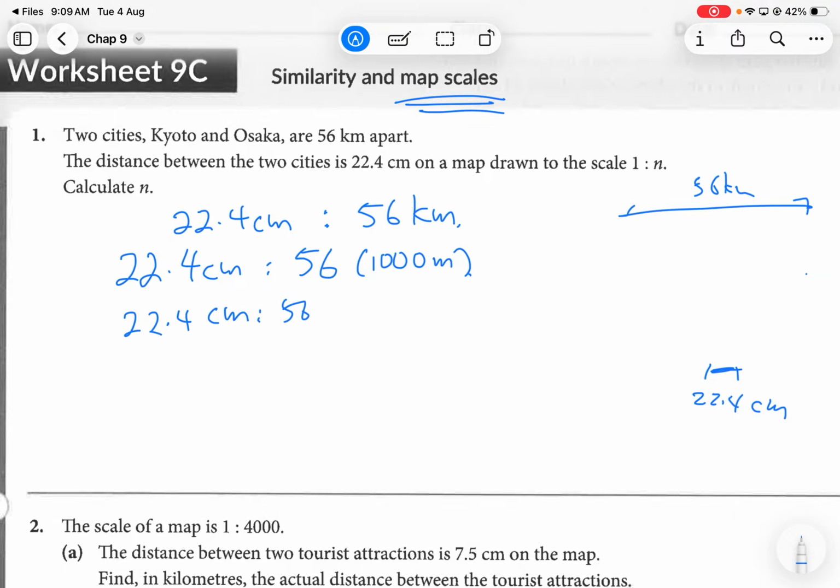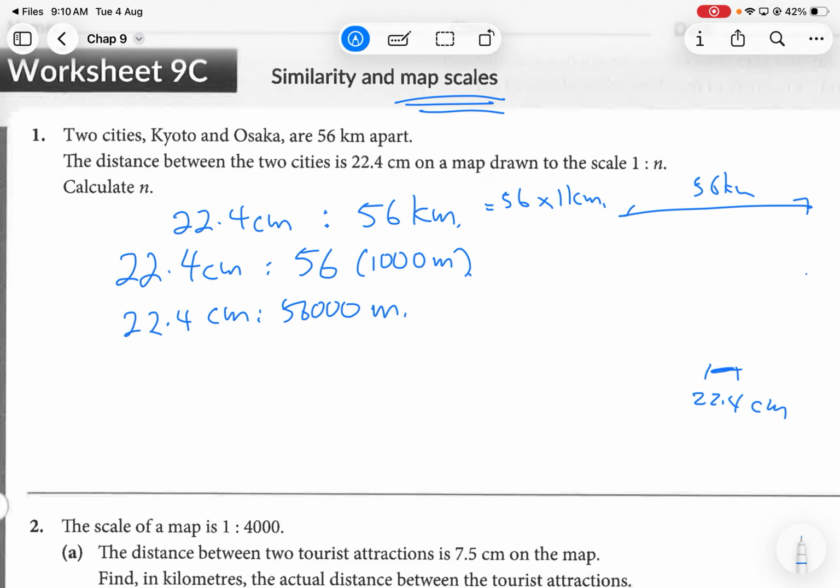So how do you get the unit? Like 1 kilometer is equal to 1,000 meters. 56 kilometers is the same as 56 times 1 kilometer. 1 kilometer is 1,000 meters. So 56 times 1,000 meters. Okay? I want to make the unit the same first.